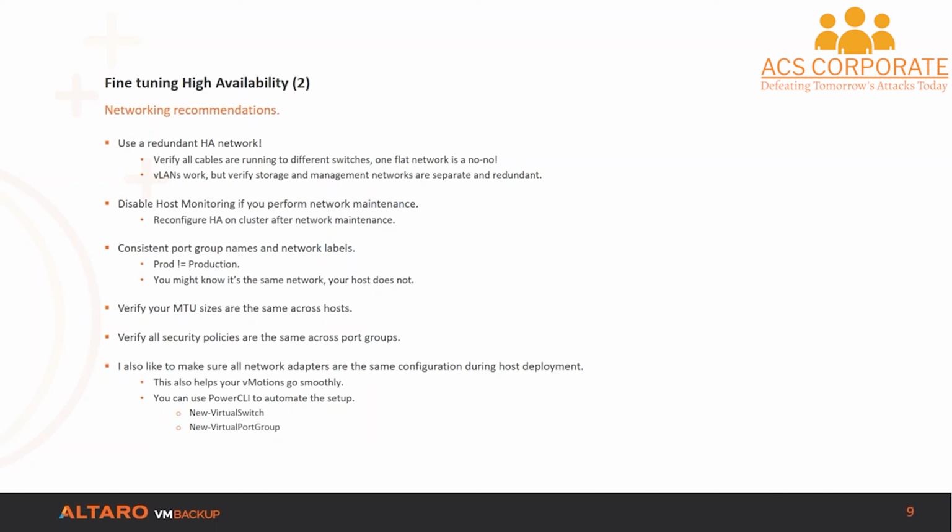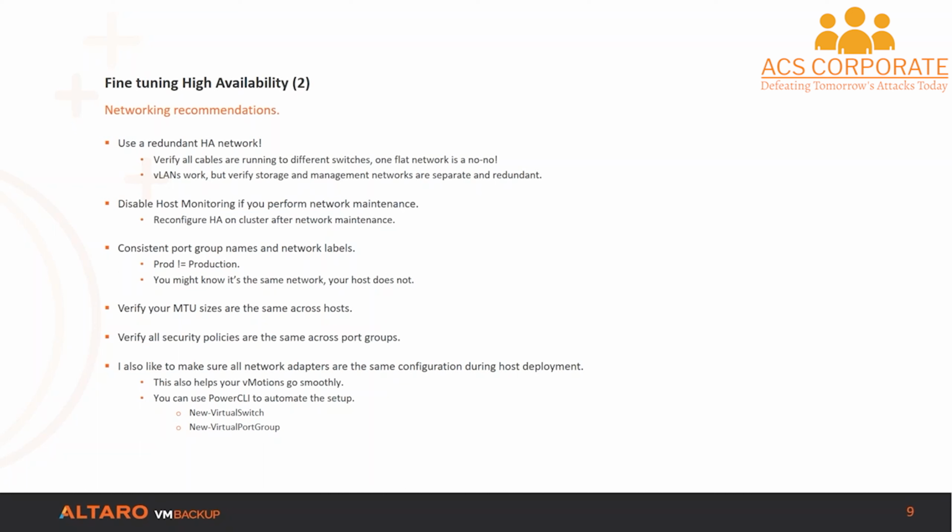Verify your MTU sizes are the same across all hosts. You don't want one host to have jumbo frames and the other host not. All security policies must be the same across port groups. For instance, I'll pick on promiscuous mode. If you've got promiscuous mode turned on for one host, you want to make sure that it's on the port group on the other ESXi host, because I've seen strange random weirdness. Hey, this was working yesterday, but it's not working today. Well, why not? Well, it looks like we had an HA problem, and the destination host doesn't have that setting.